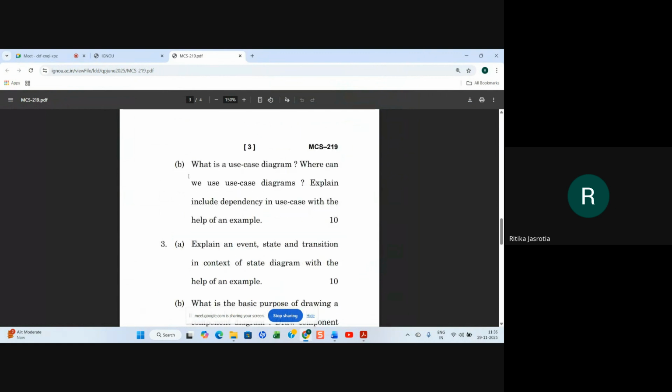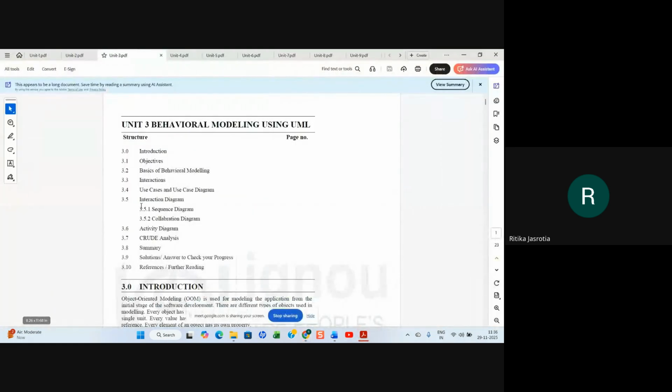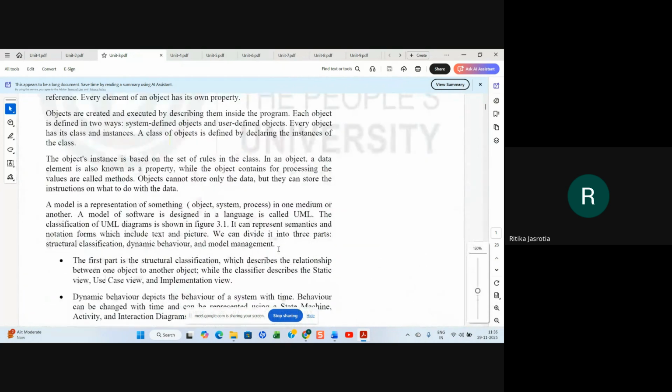Then next, B is, what is a use case diagram? Where can we use a use case diagram? Explain the include dependency in a use case with the help of an example. So if we are talking about a use case diagram, this Block 1 Unit 3 is talking about use case diagrams. So you will go through that.